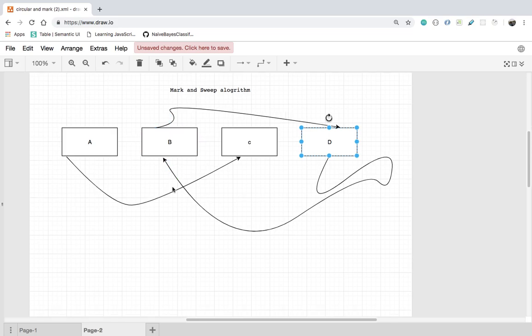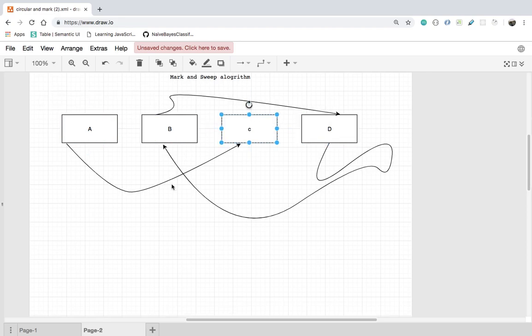But what the mark and sweep algorithm does is it traverses through all the referenced objects. Here, all the referenced objects from object A, that is from the root object A, is only object C. So the mark and sweep algorithm traverses through all the referenced objects from the root object, that is the global object, and marks them alive, that is, they exist and are being used. This is the mark phase.